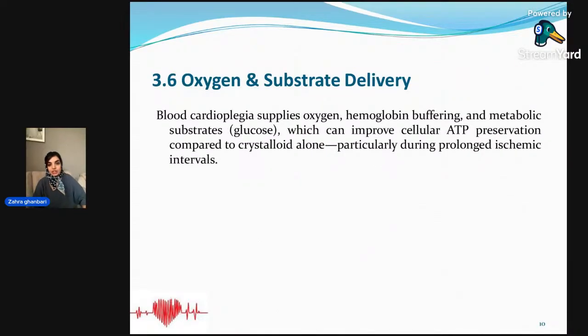Yes, oxygen and nutrient. In blood cardioplegia, instead of a pure crystalloid solution, a mixture of blood and solution is used. Blood provides oxygen and glucose, and for longer surgeries, it offers better myocardial protection. Go to next slide, please.